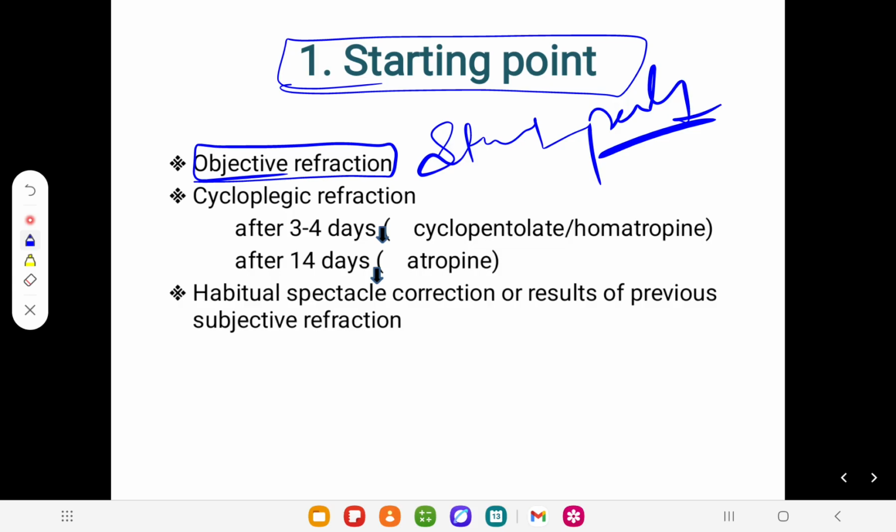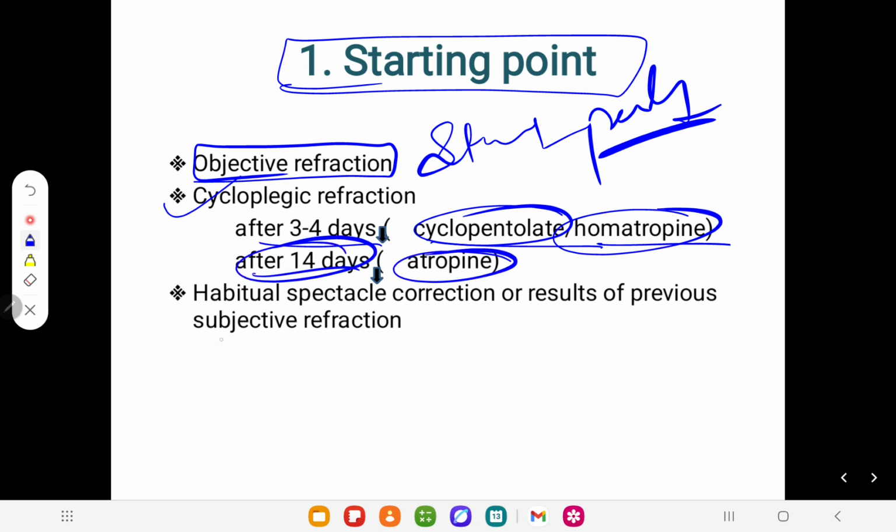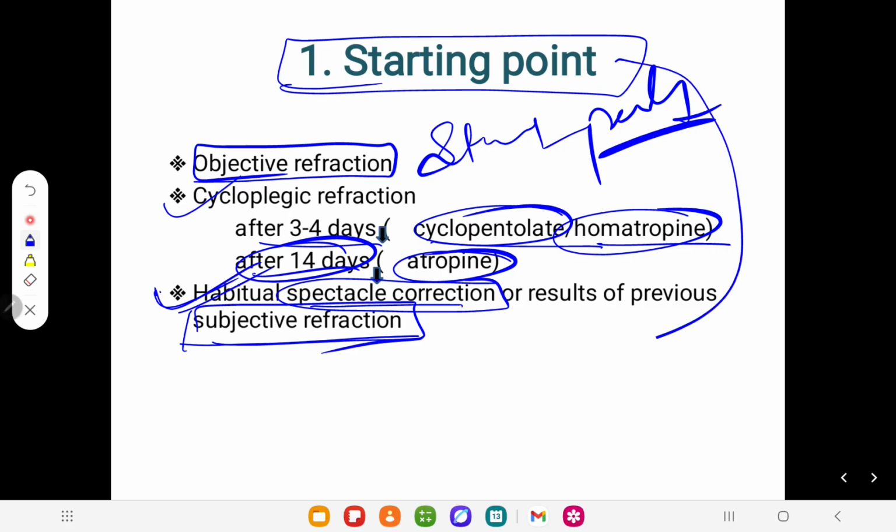Okay, so one is objective refraction. Another is cycloplegic refraction after 3 or 4 days if we use cycloplegics like cyclopentolate or homatropine, or definitely atropine, which is way stronger, isn't it, after 14 days. And the habitual spectacle correction or the result of the previous subjective refraction can be another possibility. If your patient has a spectacle, then that spectacle power can be the starting point of the subjective refraction. And if your patient has a report like the subjective refraction of a previous visit or anything, then you can again think of it as a starting point.